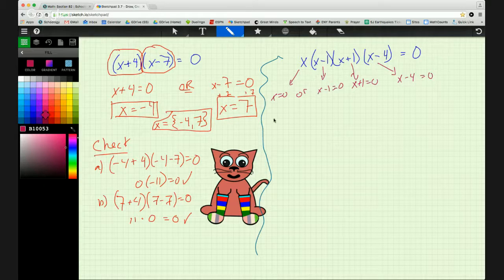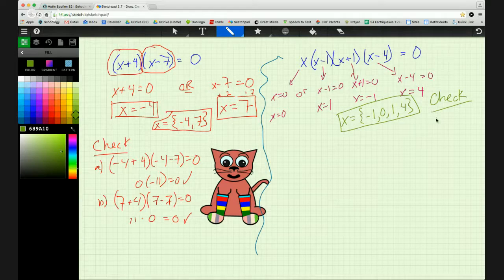So our solution set here is going to be x is 0 or x equals 1, or in this case, x equals minus 1 or x equals 4. So let's write that as a solution set. And let's go from least to greatest: -1, 0, 1, 4. And there's our solution set. And I'll leave it to you to check your answer.